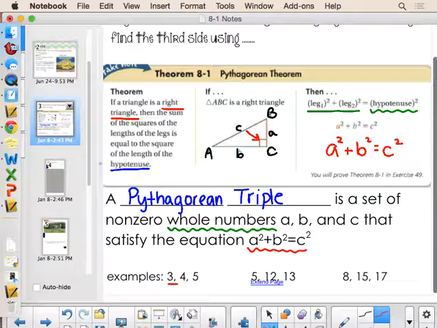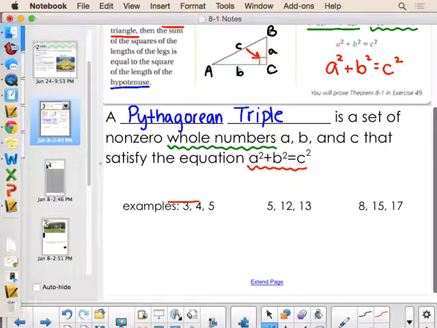For example, 3, 4, 5 has come up a lot in our notes. 5, 12, and 13 would be another great example. And then 8, 15, and 17 would be another great example. Throughout our notes today, we will figure out more Pythagorean triples that you might want to add to this section of your notes. It might be a good idea to start keeping track of a list of all of the Pythagorean triples that exist. It'll make your life a lot easier.